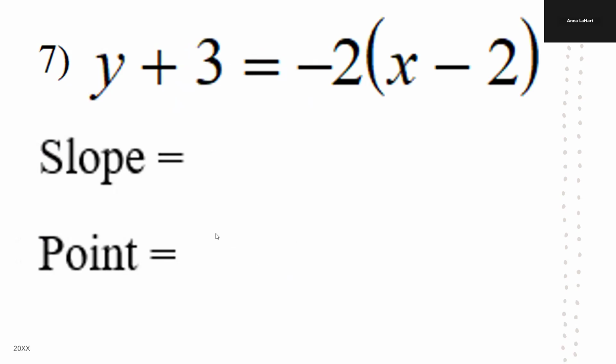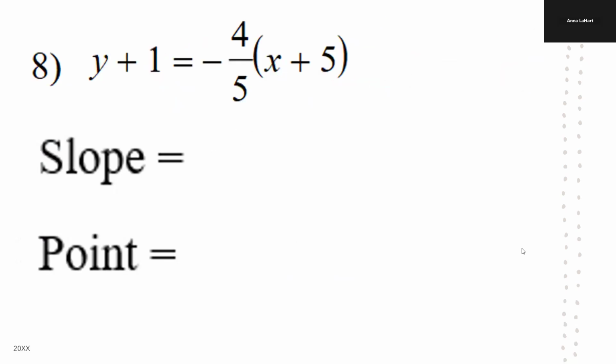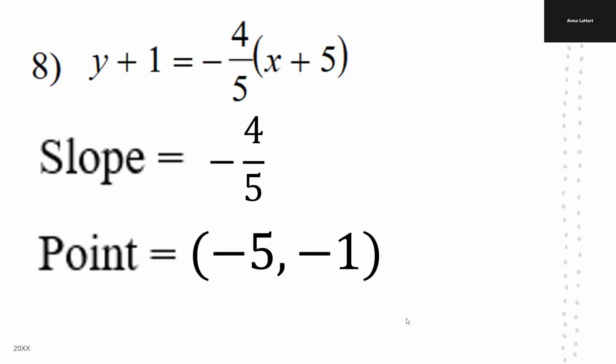Next one, we have a slope of -2. And then the point here, we'd get a 2, -3. Last one for practice, in 3, 2, 1. Slope is -4/5. Point is -5, -1.